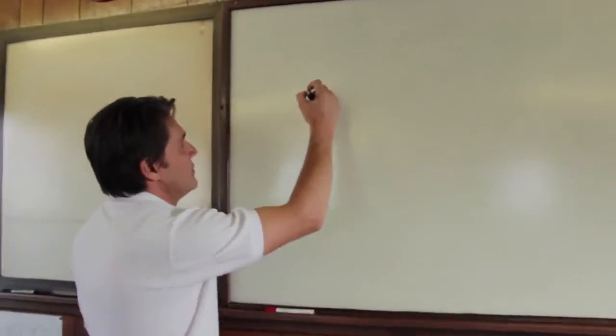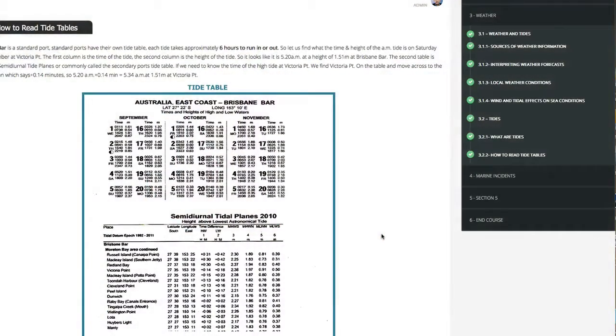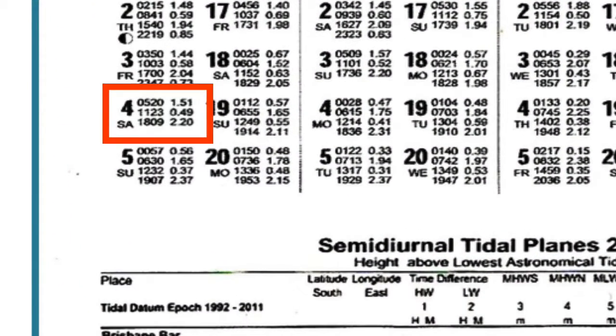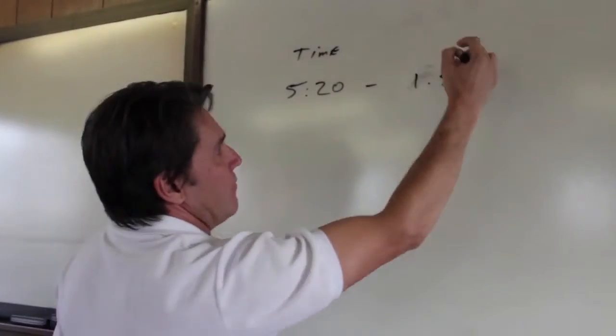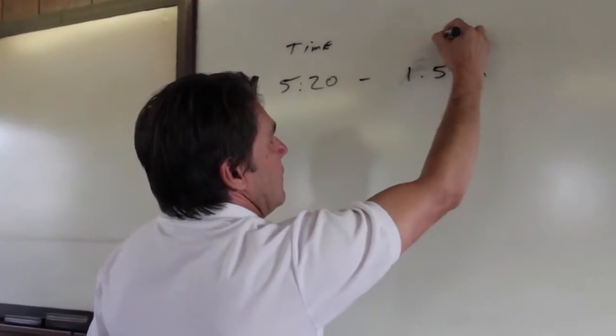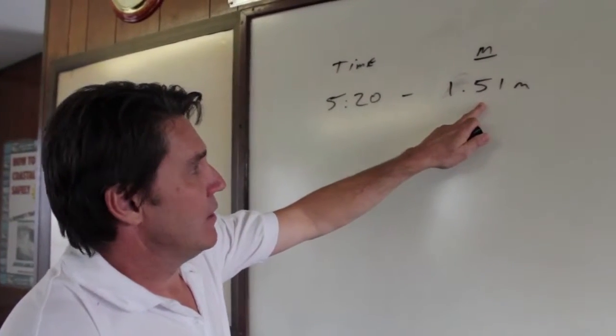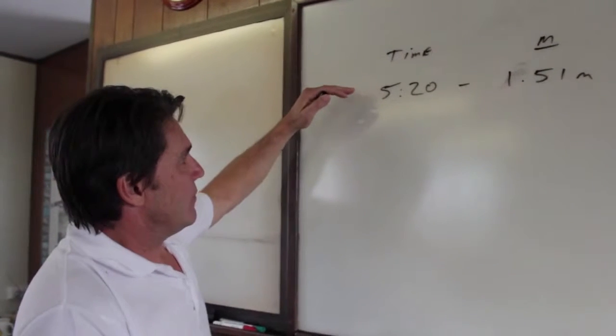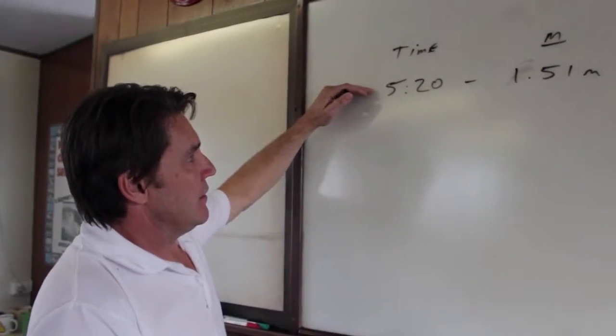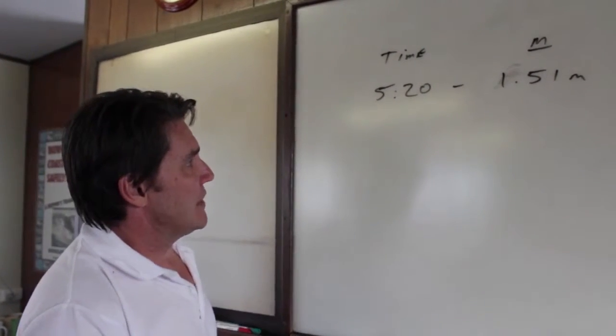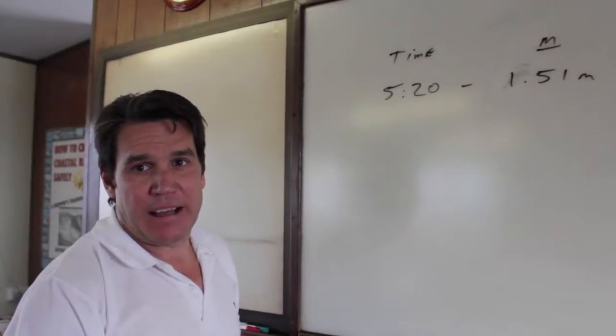Now, in the primary port there of Brisbane, it tells us at 5:20 the height of the tide is 1.51 metres. So the first column is a time column, and the second column is a height column measured in metres. Now we'll talk more about what this height means shortly. Now the primary port of Brisbane is 5:20. What we need to now do is have a look at the secondary port of Victoria Point and adjust that time difference.